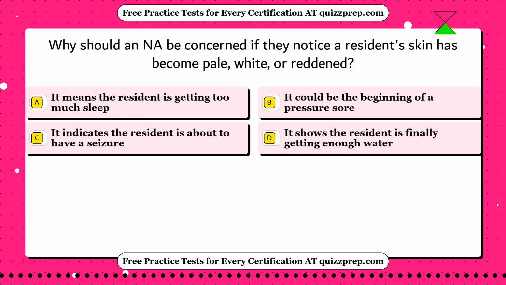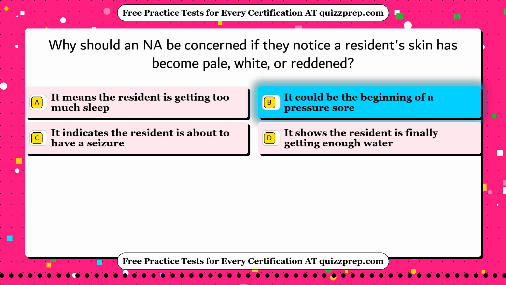Question 95. Why should a NNAAP be concerned if they notice a resident's skin has become pale, white, or reddened? Option A. It means the resident is getting too much sleep. Option B. It could be the beginning of a pressure sore. Option C. It indicates the resident is about to have a seizure. Option D. It shows the resident is finally getting enough water.